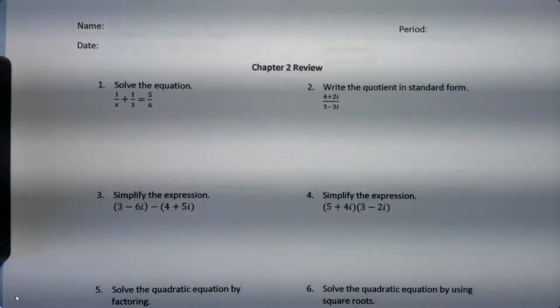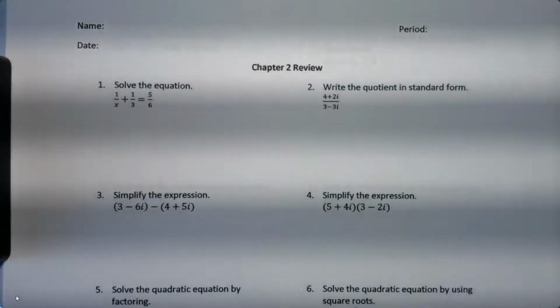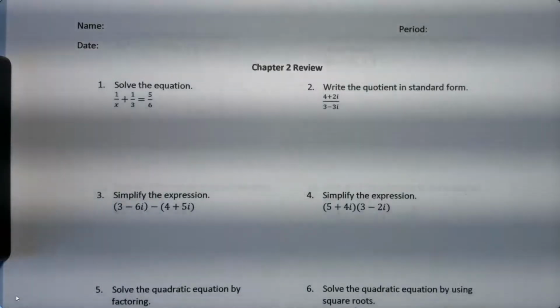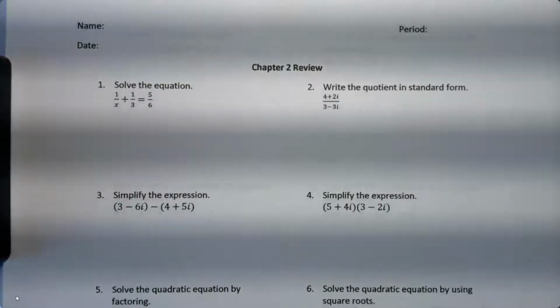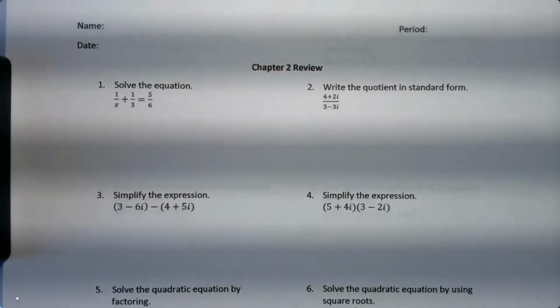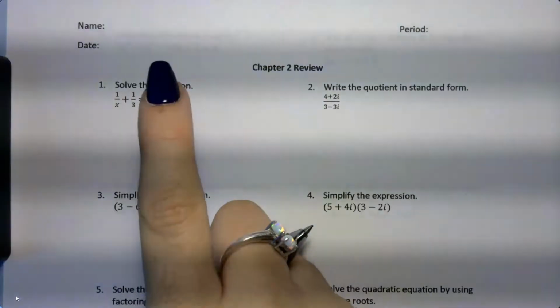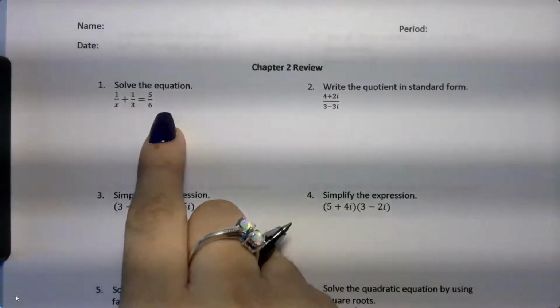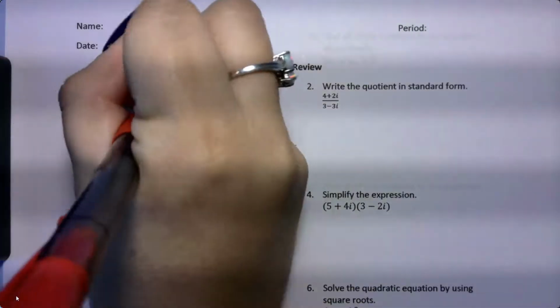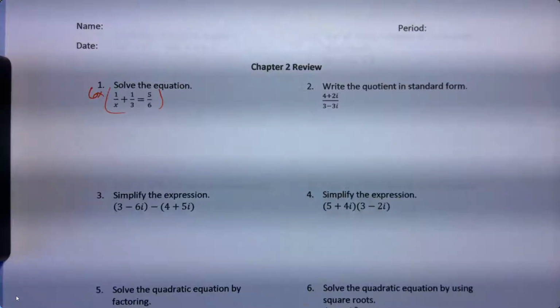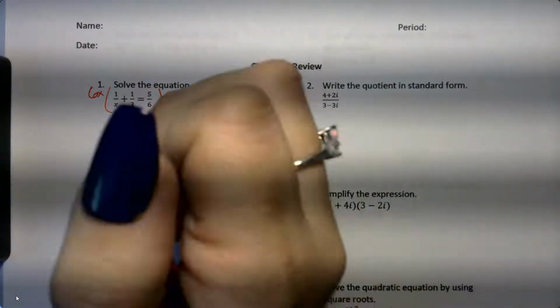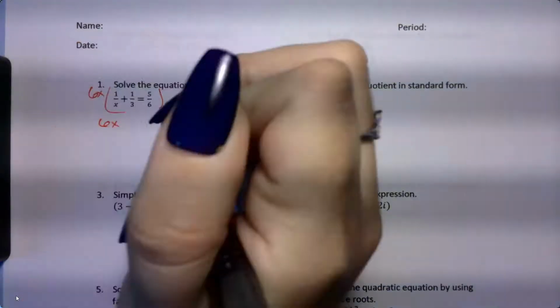So I'm going to be going over the chapter 2 review. For the first question, I want to solve the equation. In order to do this, I want to look for the lowest common multiple of my denominator. So I'm looking for the smallest number that x, 3, and 6 all multiply into. This is going to be 6x. So then what I'm going to do is multiply each of my fractions by 6x.